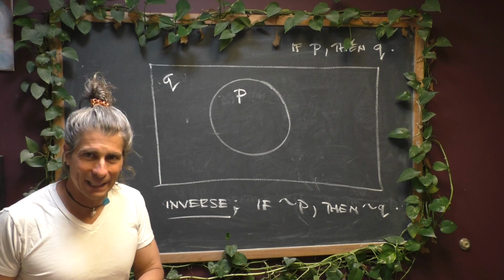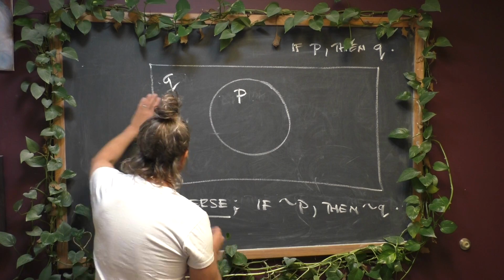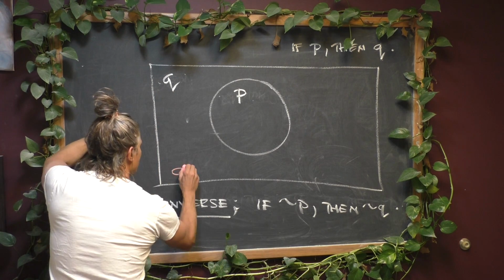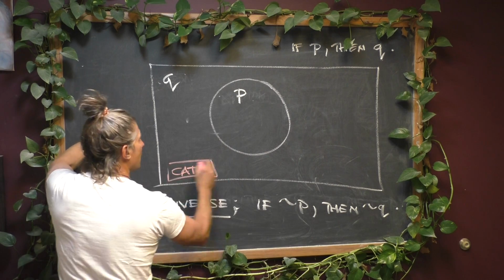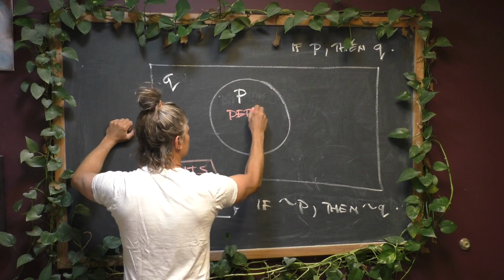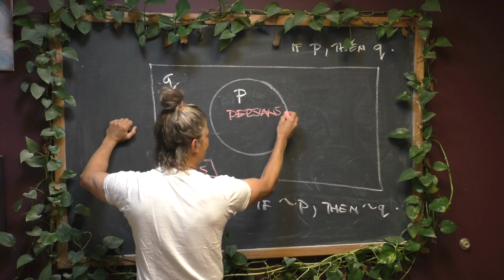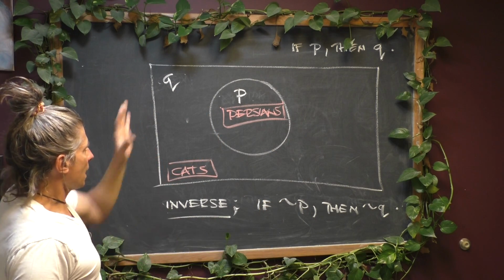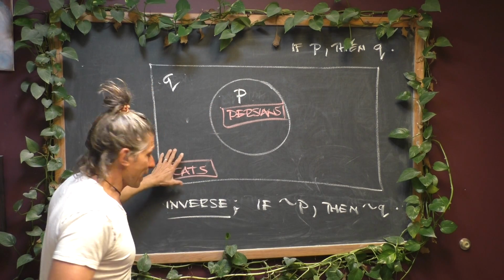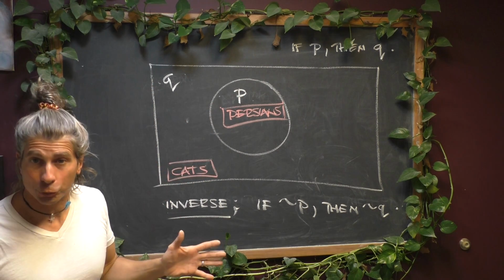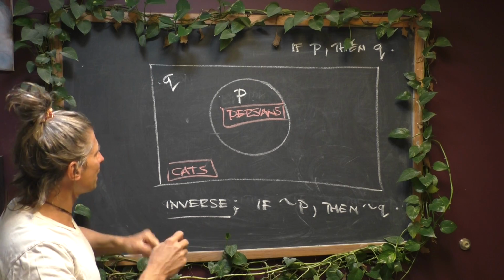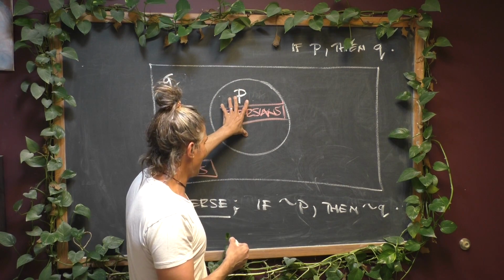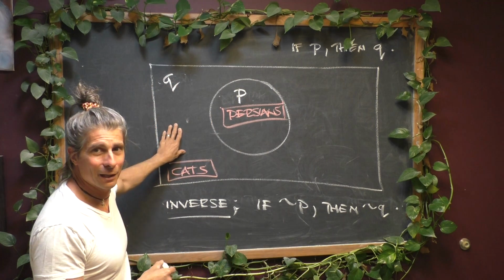Looking at the cat example, if this is all cats, let's change the color here. If this is all cats, and this is Persian cats, not Persian cats. If the statement is, if you're a Persian cat, then you're a cat, that's entirely true. The inverse of that would be, if you're not a Persian cat, then you're not a cat.